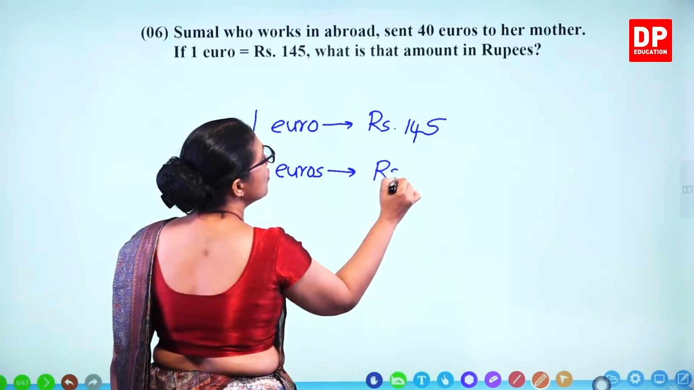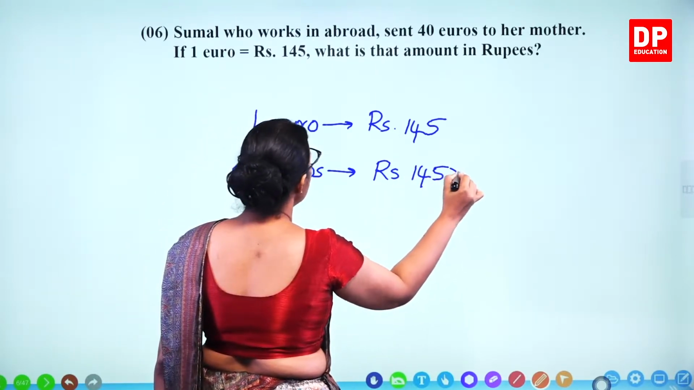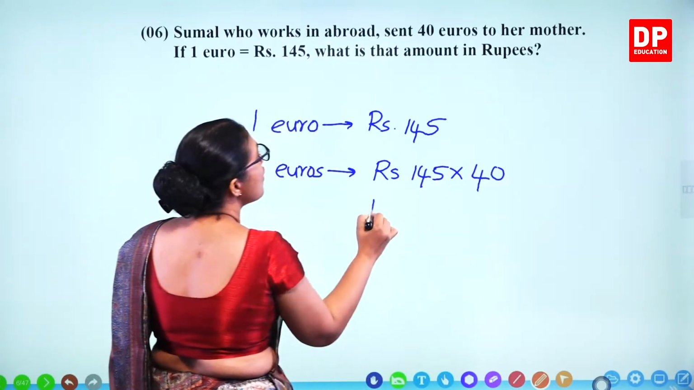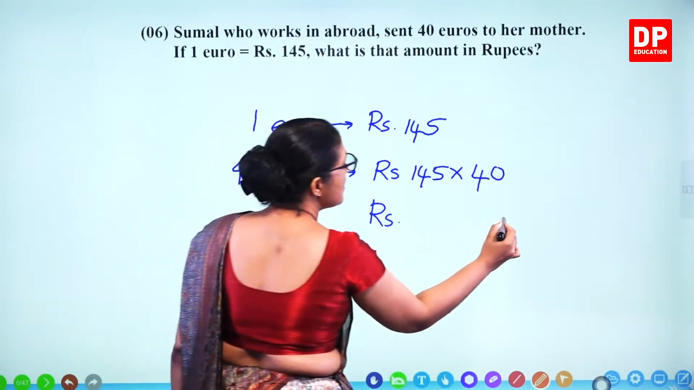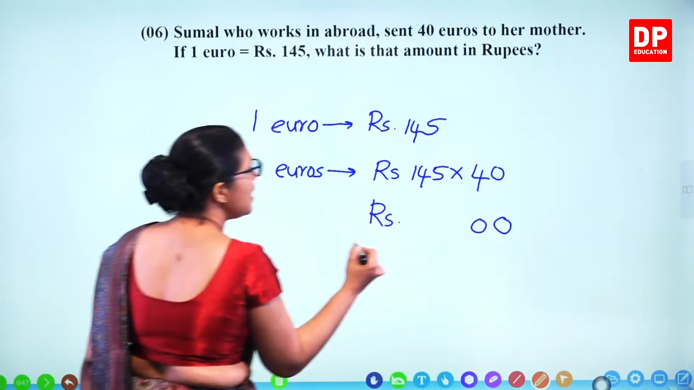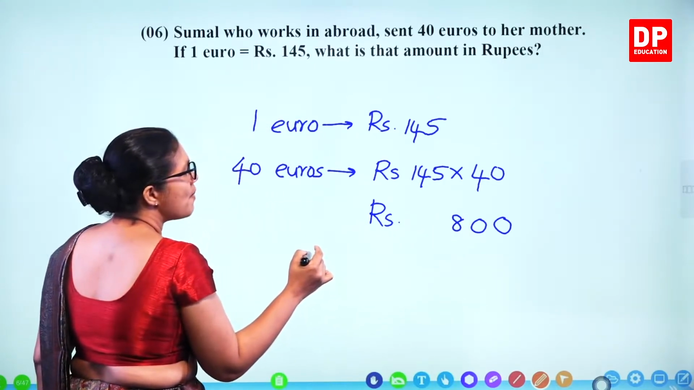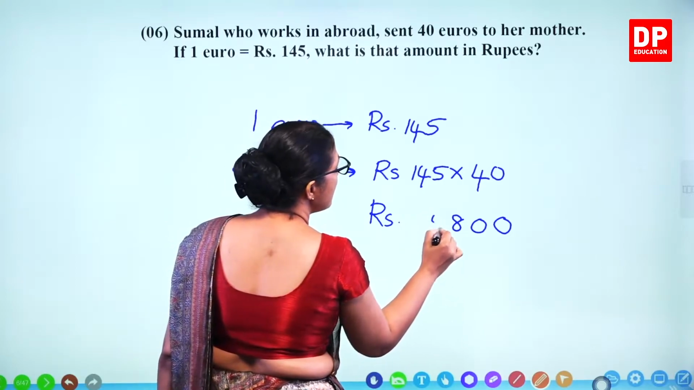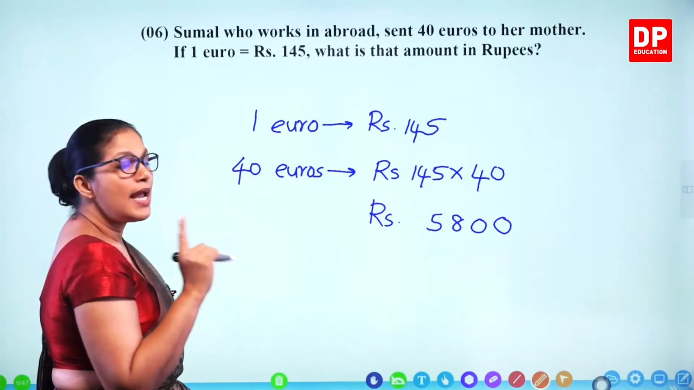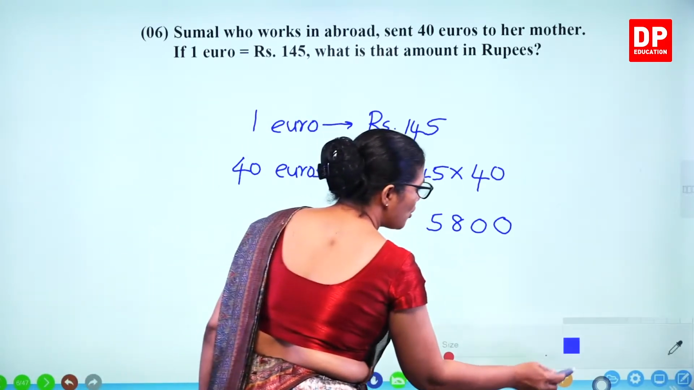So what you do is just multiply by 40. You have to write it in rupees. 0, 4 times 5, 20; and 4 times 4, 16, plus 2, 18; and 4 times 1, 4 plus 1, 5. 5,800 rupees. So you get 2 marks.